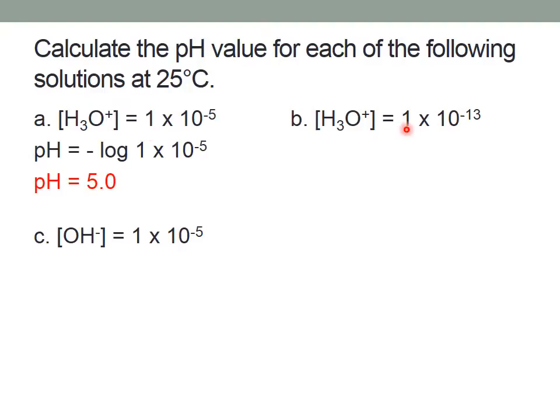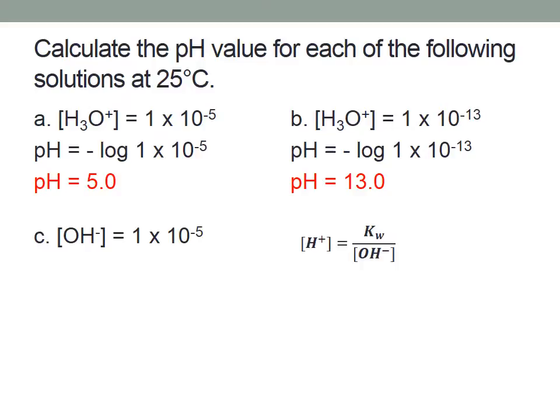Same thing here. One significant figure in our original number, so we only go to one decimal place. Now, part C is a bit different because we're given hydroxide ion concentration to find the pH.